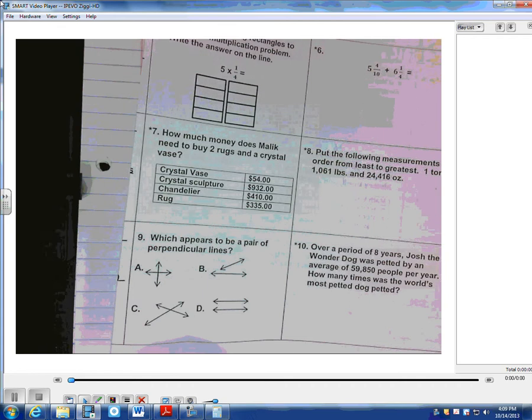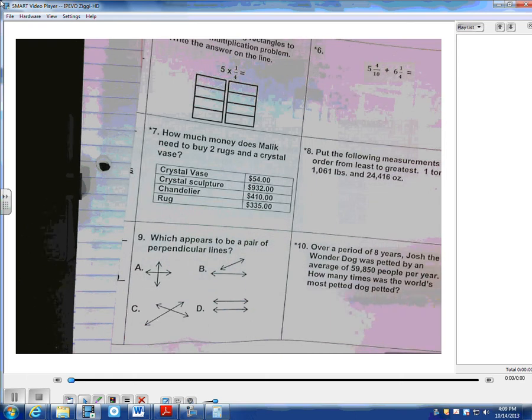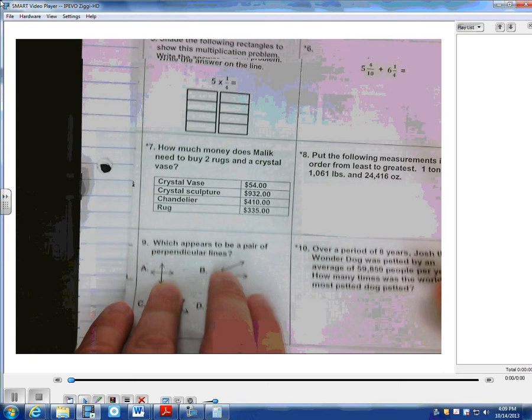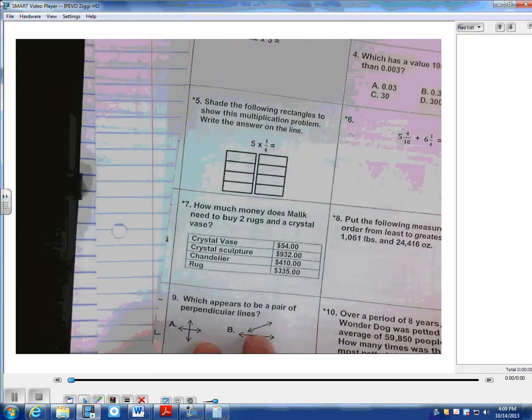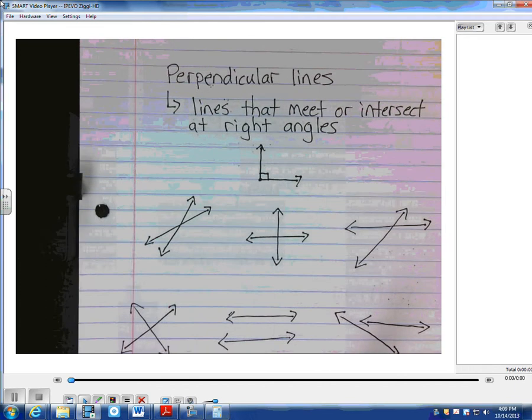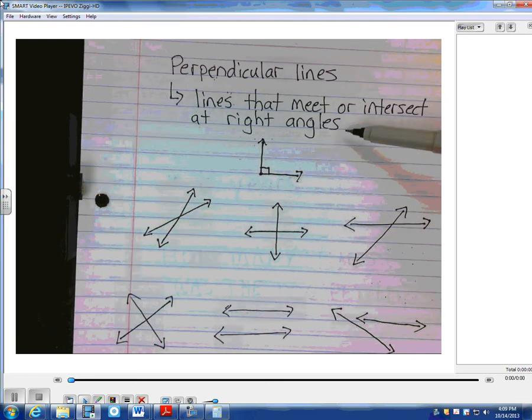Let's look at number 9. It says, which appears to be a pair of perpendicular lines. So real quick, let's talk about what perpendicular lines are. Perpendicular lines are lines that meet or intersect at right angles.